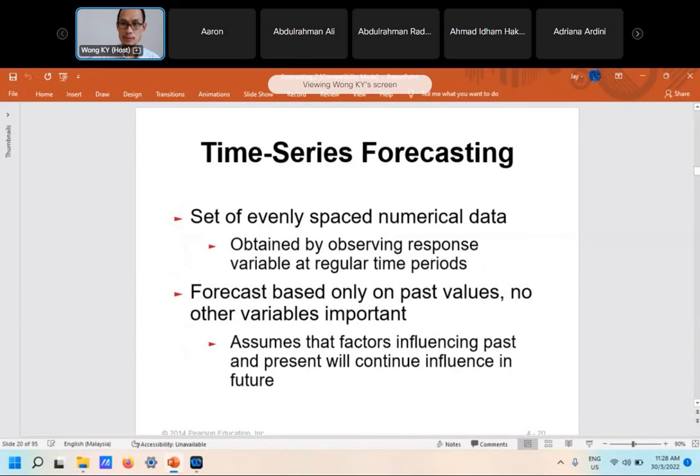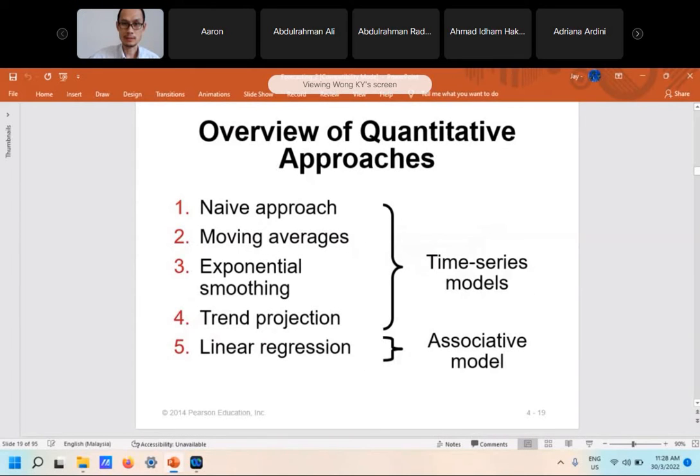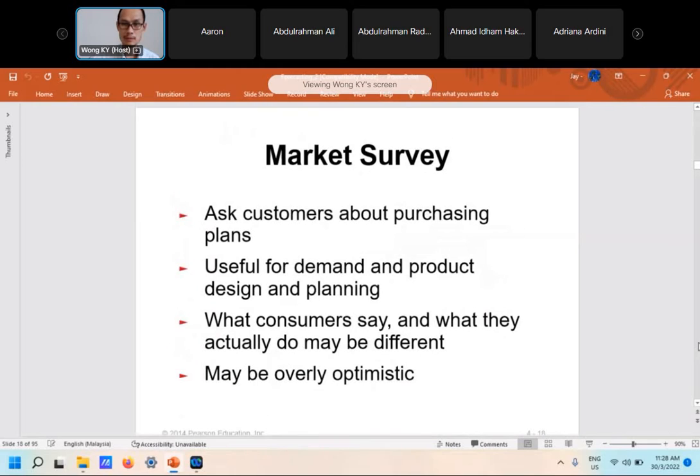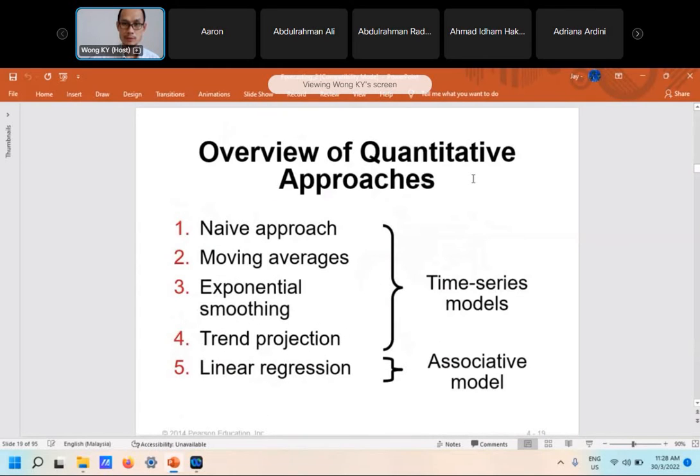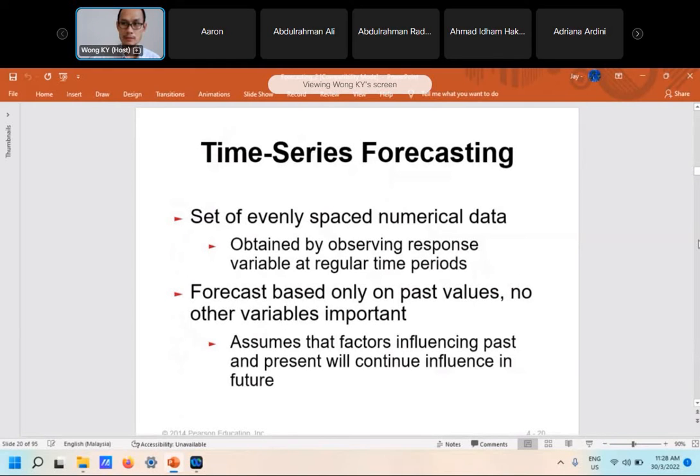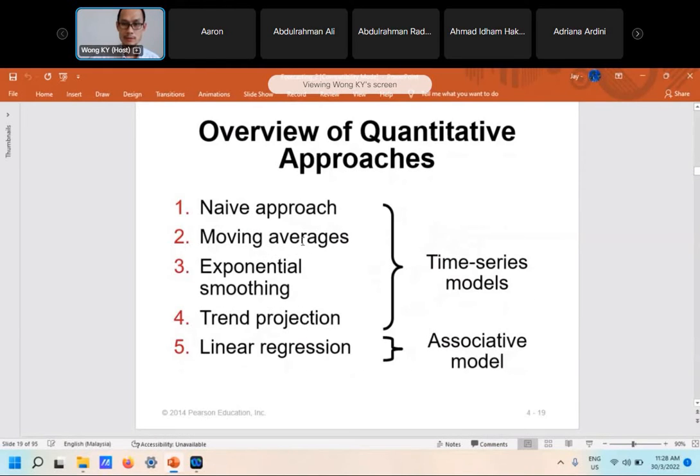Okay, so now we are going into the quantitative model. I already completed all this qualitative method. Our focus should be on this quantitative model. Right, so let's look at the time series model first. Time series models consist of naive approach, moving average, exponential smoothing, and trend projection.